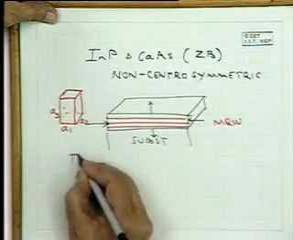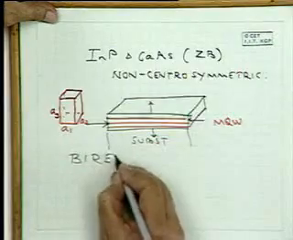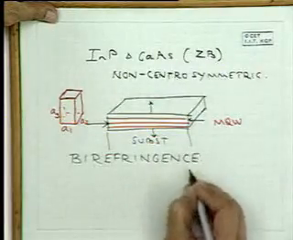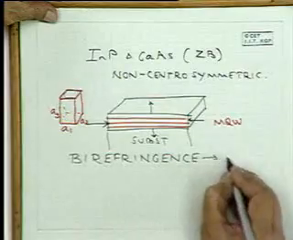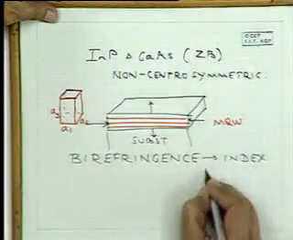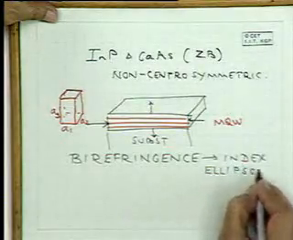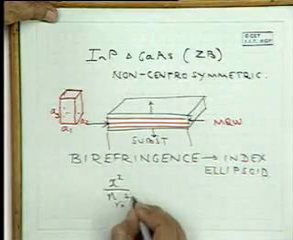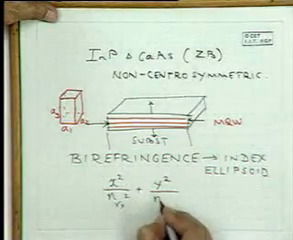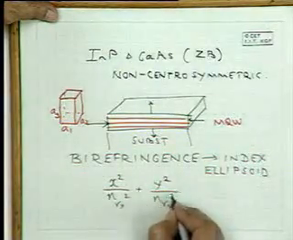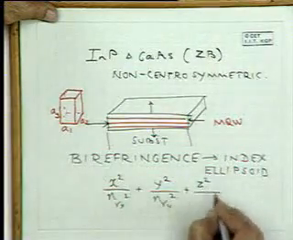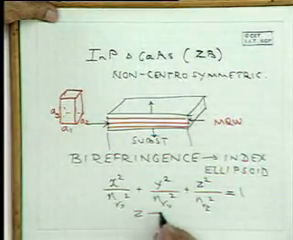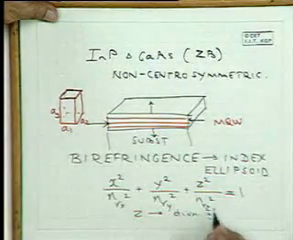In optics, this phenomenon is called birefringence. You have two refractive indices at least in different directions, and this is given by the index ellipsoid, which I discussed last time. Typically x squared over n_x squared plus y squared over n_y squared plus z squared over n_z squared is equal to 1, where n is the refractive index in the x, y, and z directions, and z is the direction of propagation.